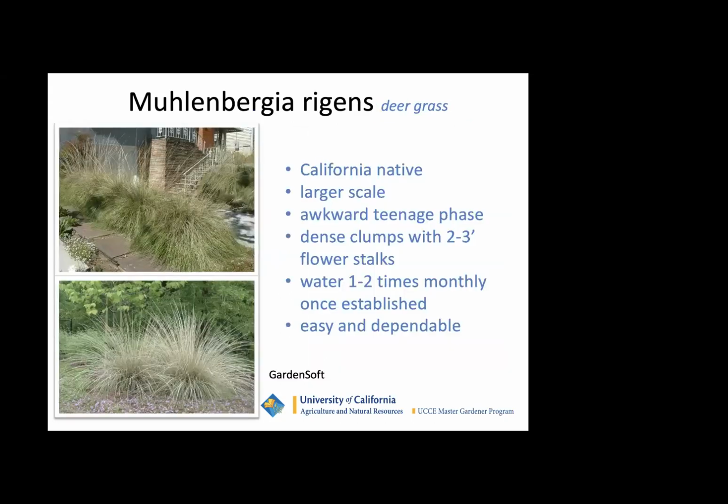And then another native, the deer grass, is a larger scale grass. It's incredibly easy and dependable. I have some that I've had for over a decade, and it hasn't been a problem at all. When you first plant it, it goes through a little bit of a teenage phase where it just looks a little bit awkward, it just sort of sticks straight up. But then it fills out to just have these beautiful see-through mounds. It's really, really quite lovely.